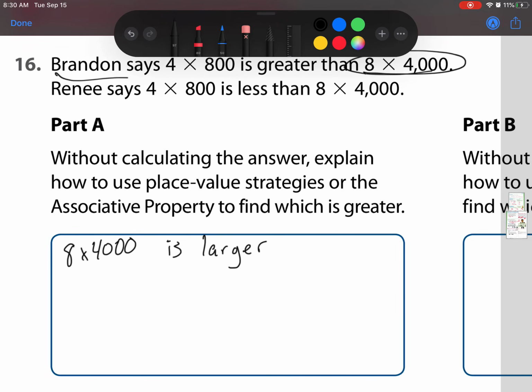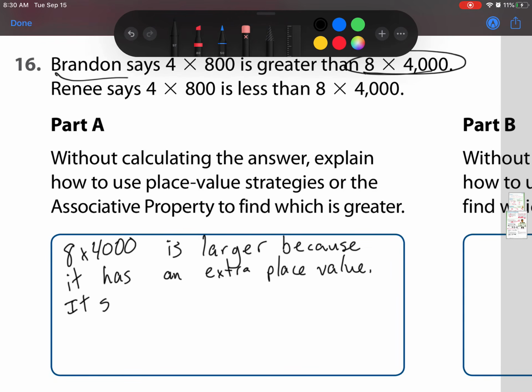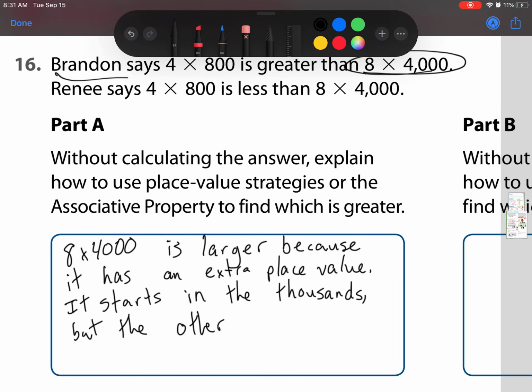We could put greater than as well because it has an extra place value. So it already starts in the thousands and it's only going to get bigger. It starts in the thousands, and what does our other one start with? But the other starts in the hundreds.